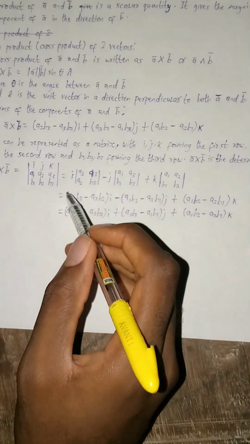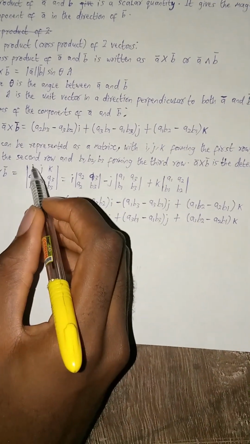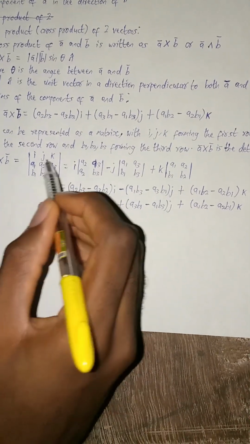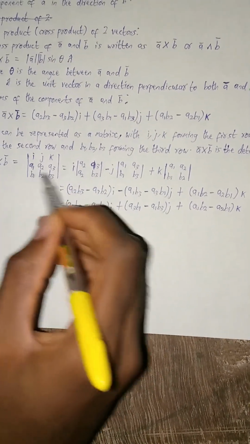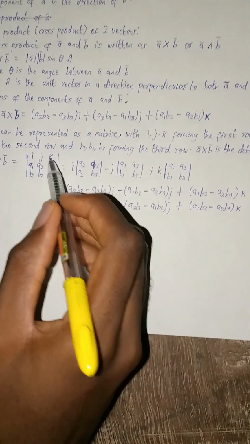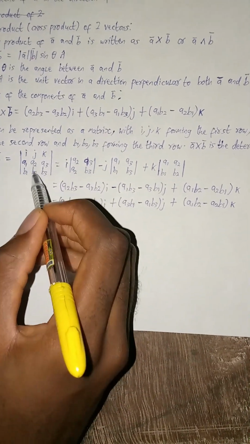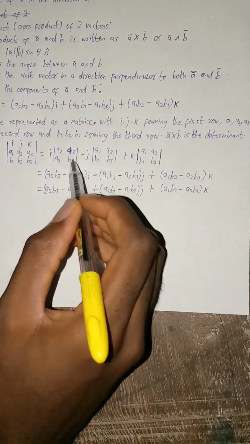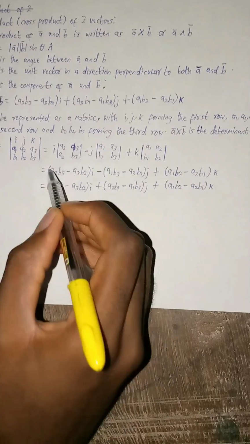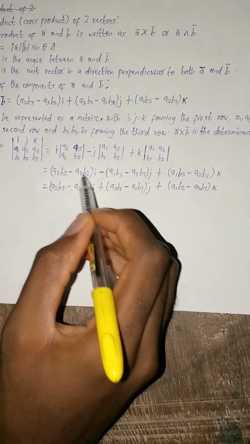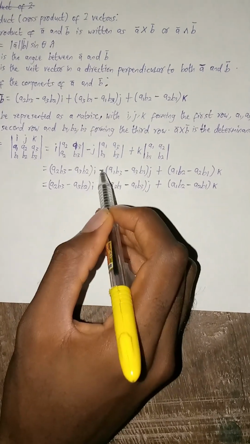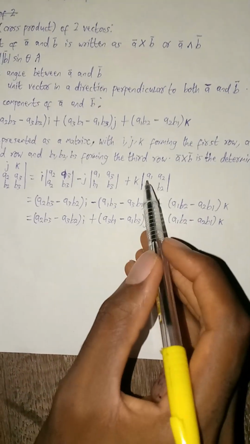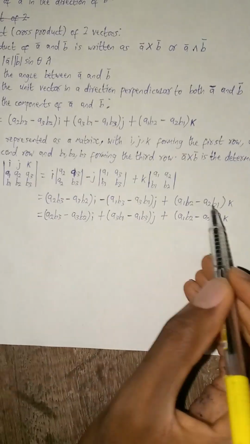So if you remember how to find determinants, it will be this times the determinant of this smaller matrix, minus this times the determinant of these two together, plus this times the determinant of these two together. Now to find the determinant of this smaller one, we'll simply do this times this minus this times this. So A2B3 minus A3B2 times I, minus A1B3 minus A3B1 times J, plus A1B2 minus A2B1 times K.